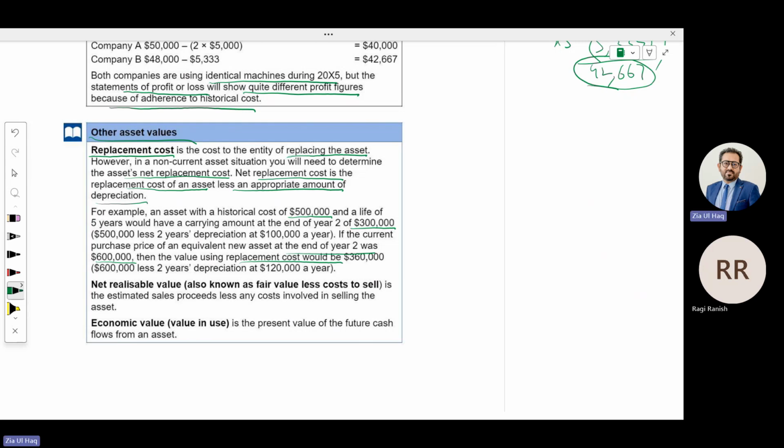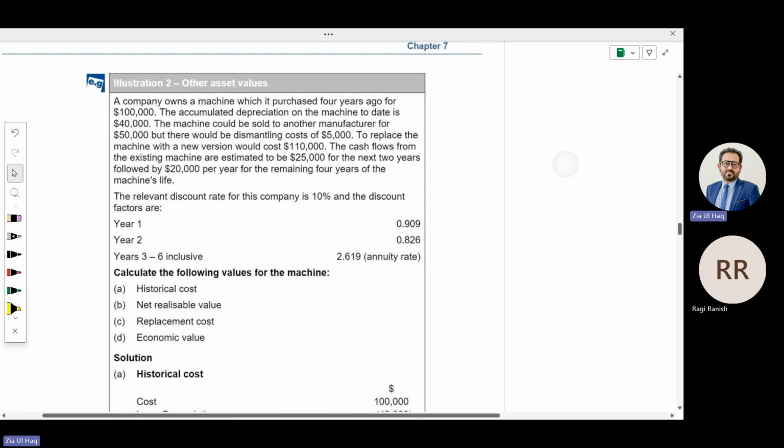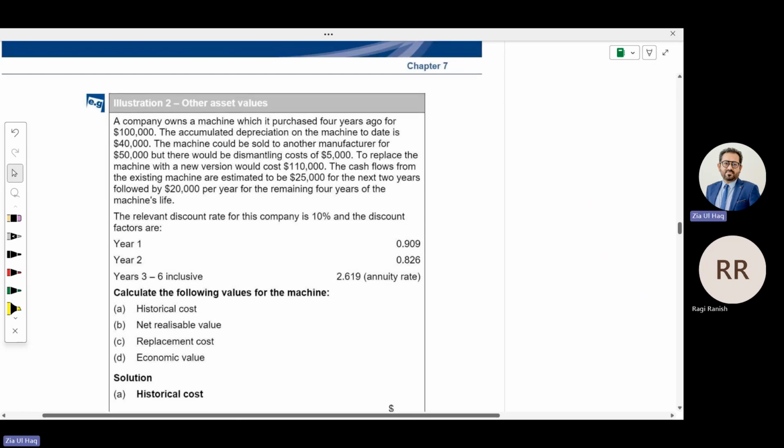Net realizable value, also known as fair value less cost to sell, is the estimated sales proceeds less the costs involved in selling the asset. Economic value, meaning value in use, is the present value of future cash flows from an asset. These are the other bases to measure asset value. Illustration 2: we need to calculate historical cost, net realizable value, replacement cost, and economic value.